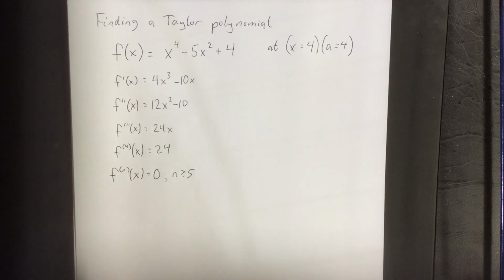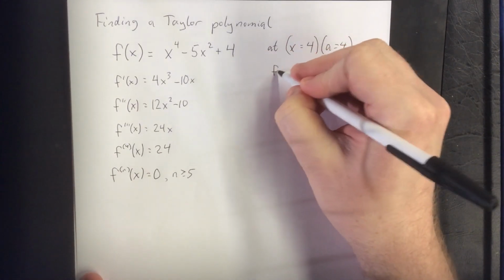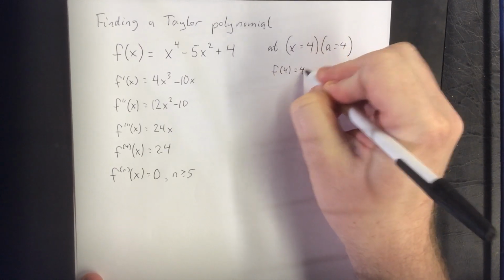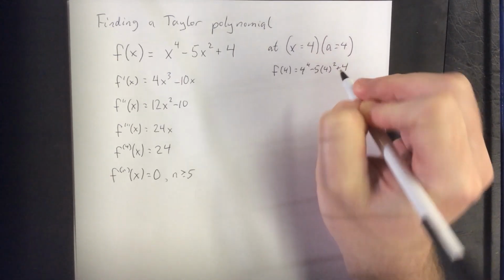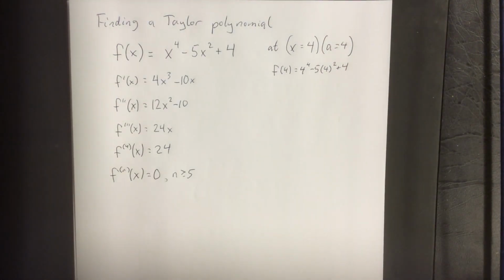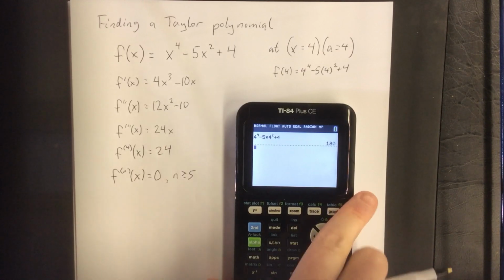Now for all of these other terms, I'm going to be plugging in x equals 4. So we'll start with the original function. F of 4 is going to be equal to 4 to the fourth power minus 5 times 4 squared plus 4. I suppose now would be a good time to break out a calculator. 4 to the fourth power minus 5 times 4 squared plus 4. The answer is 180.